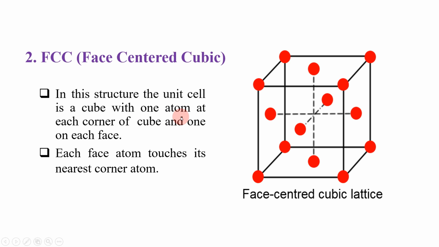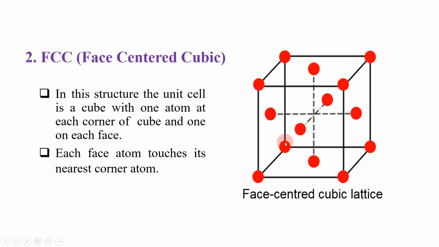FCC crystal structure contains one atom at each corner of a cube and one on each face of the cube. Let's confirm it by diagram. Please see, these 8 corners I'm talking about: first, second, third and fourth, 4 atoms, then the second set, 5, 6, 7 and 8. It means the cube has 8 corners, so it contains an atom at each corner of a cube.